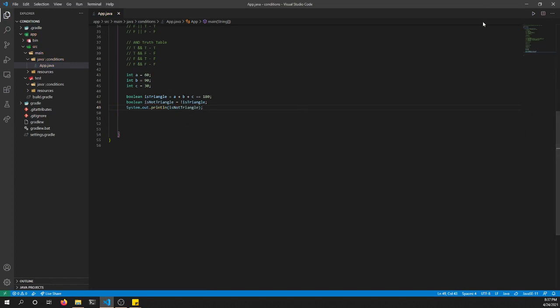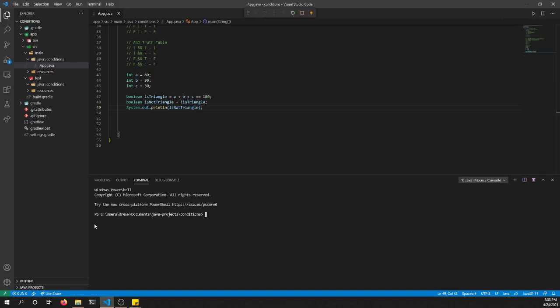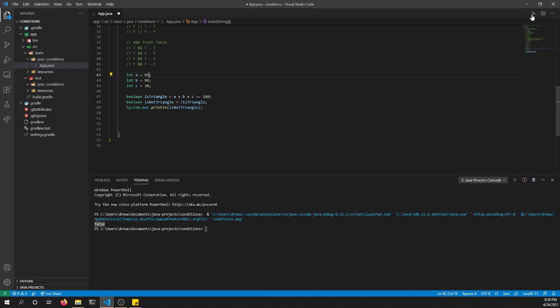So when we run this code, we can say, okay, 60, 90, 30, is that not a triangle? And the answer is nope, it is not a triangle. If I were to change just one of these though, and we run it again, 61, 90, 30, is that not a triangle? Yep, that's not a triangle.